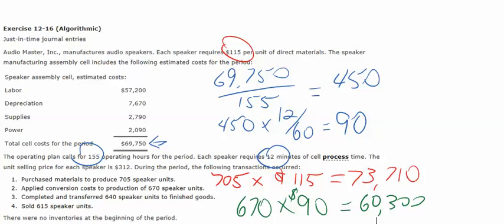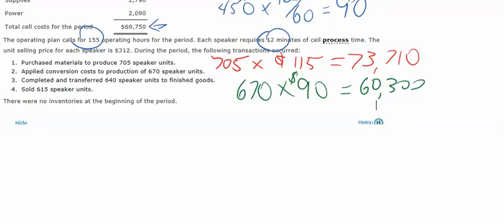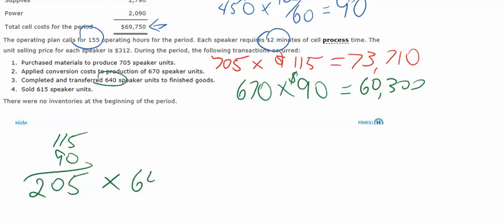We completed and transferred 640 speaker units. Well, we can make that calculation. We have materials, which are $115 per unit. We have conversion costs of $90, so that's going to be $205 per unit times the number of units, which is 640. That equals 131,200. So I'm going to debit my finished goods for 131,200. I'll credit my raw and in process, so I transfer that out.